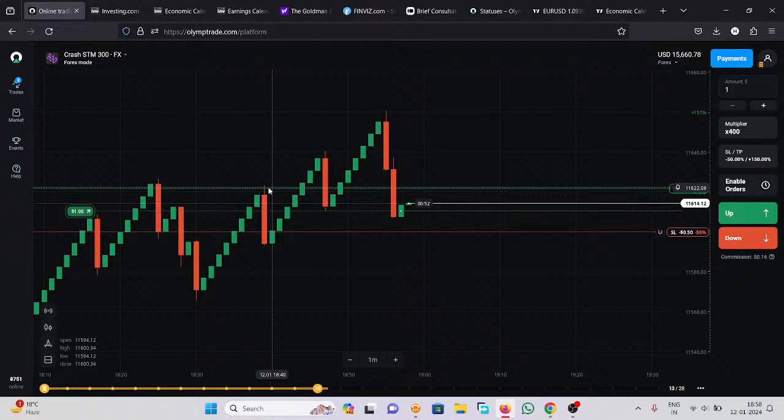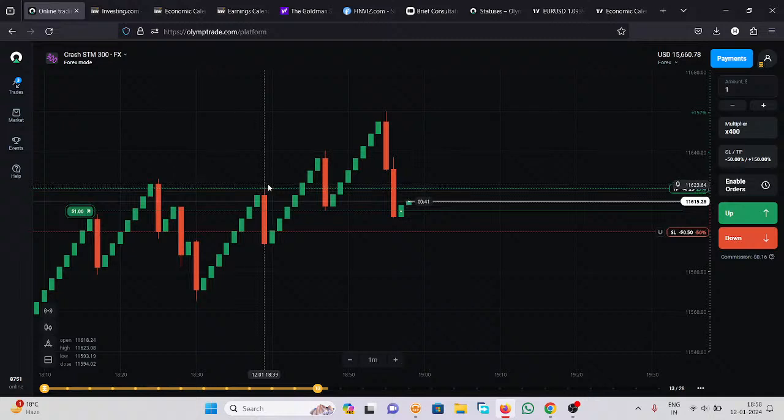Now you see, this is basically the level. So maybe this is going to cross, or maybe it can reverse from here. But I just put the level actually below that area. So you can open the trade.